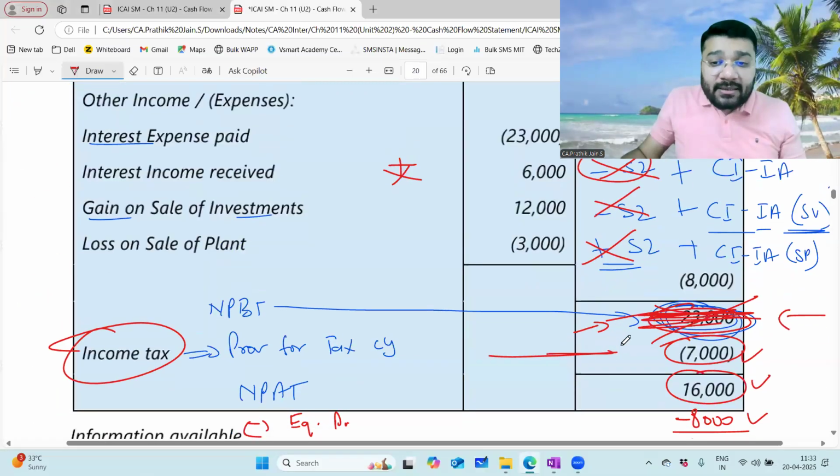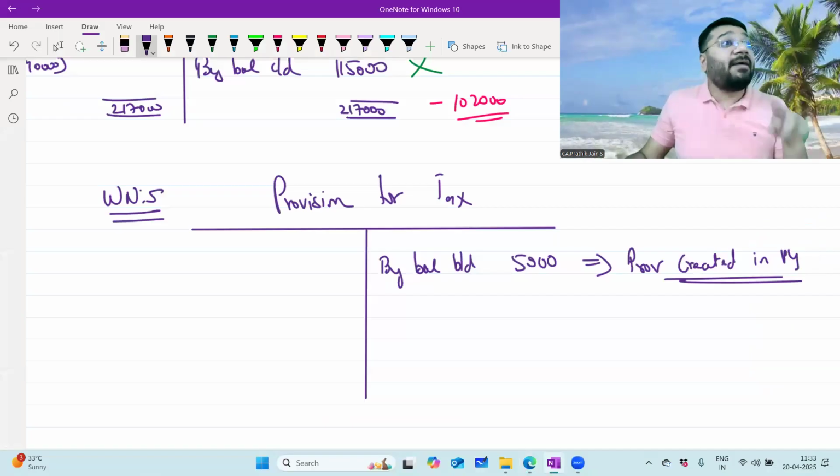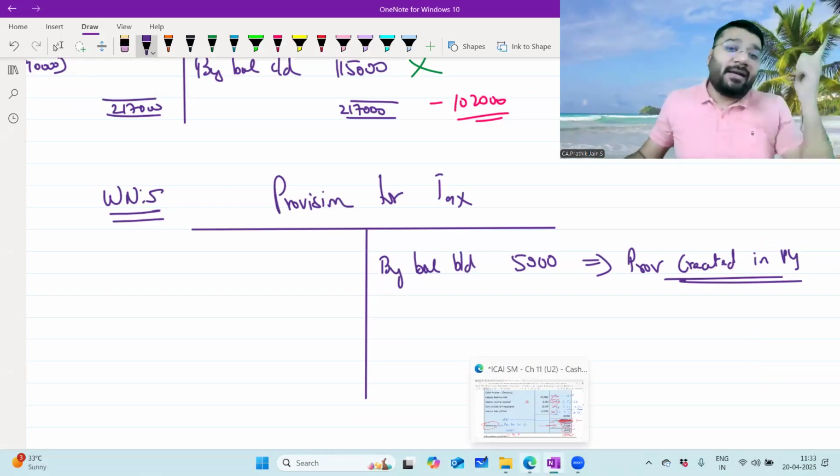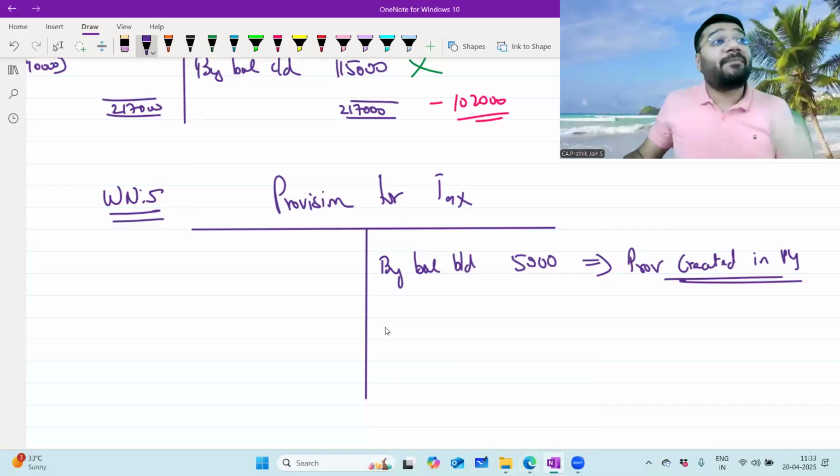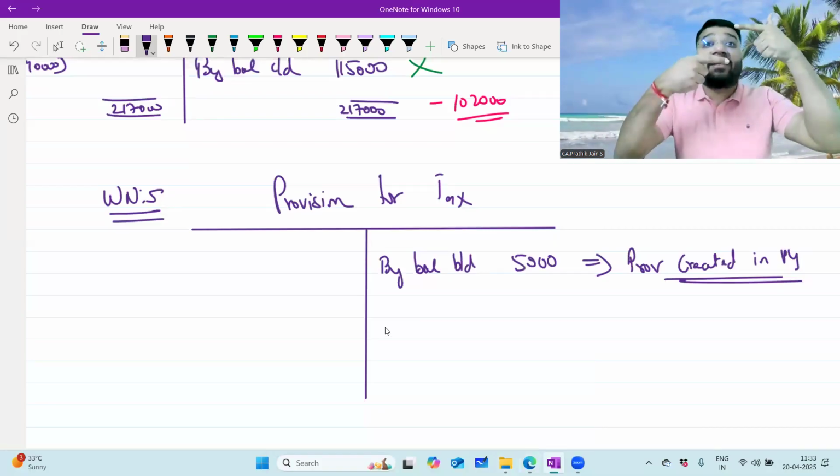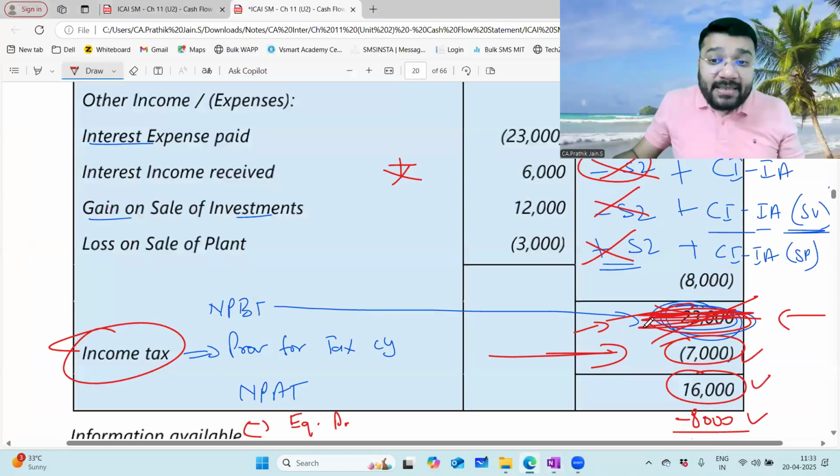Like that, in the current year, what have you promised? Current year you have promised 7,000 rupees. Sir, this year I'll pay 7,000. When? Next year. For current year's profit, I'll pay 7,000 next year. So what is the journal entry for that? P&L to provision for tax. P&L to provision.